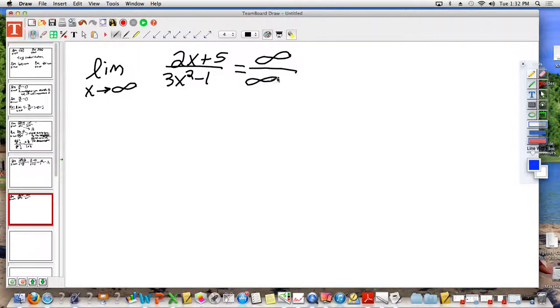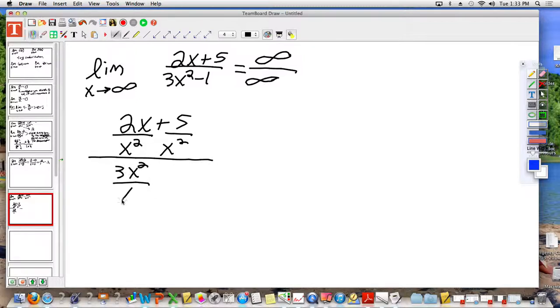Whenever you have infinity over infinity is when you need to explore that thing I just told you about. So you look at the denominator. The denominator is 3x squared minus 1. So what are you going to divide by? Just x squared, not the smallest as I had it written. Oh, I'm sorry I did that. You are going to divide everything by x squared. The denominator, you have 3x squared divided by x squared minus 1 over x squared. And then you just have to simplify.